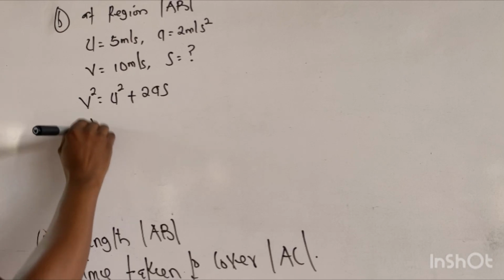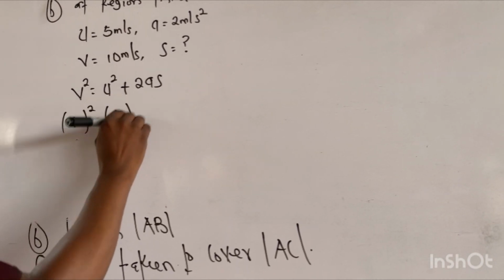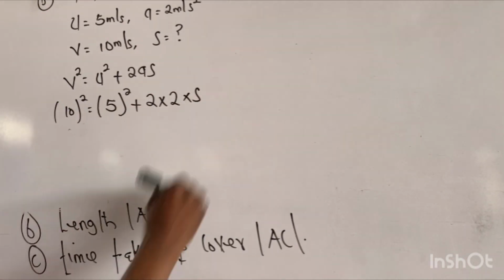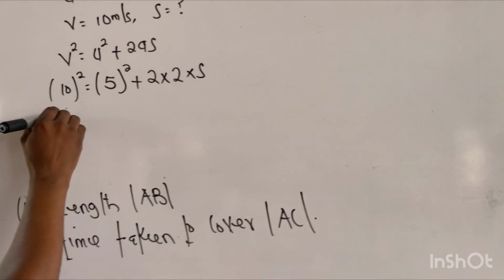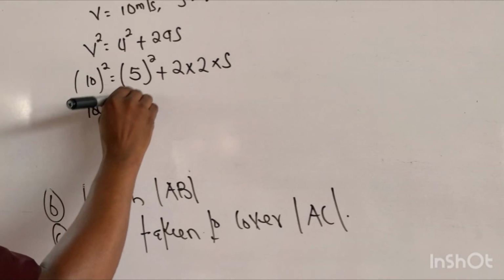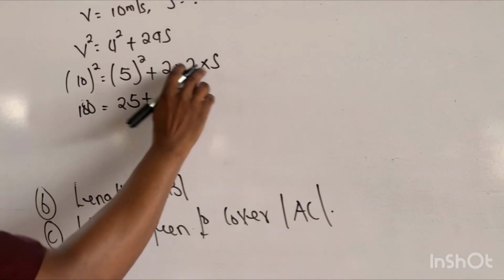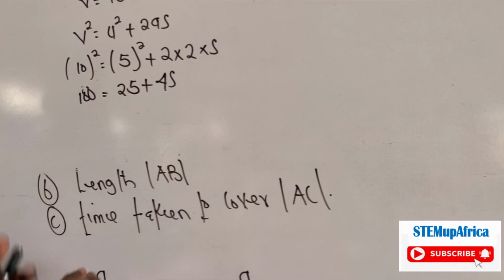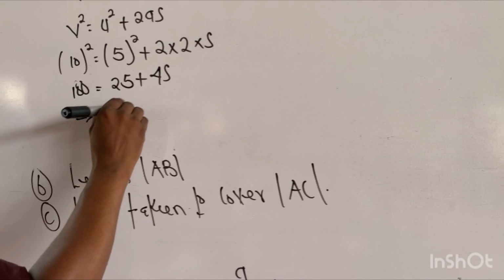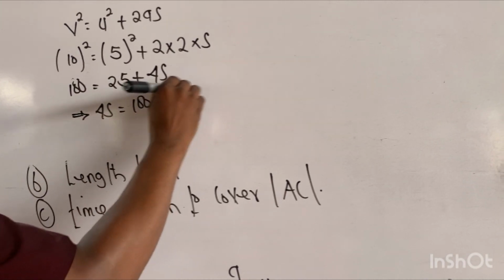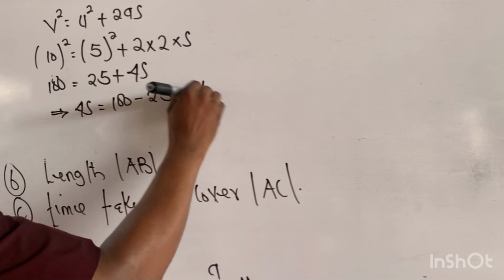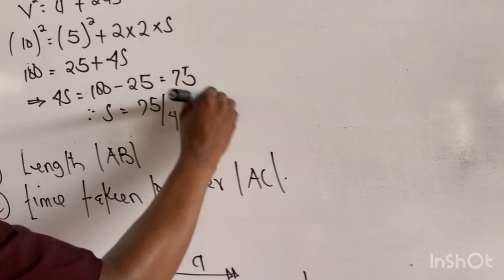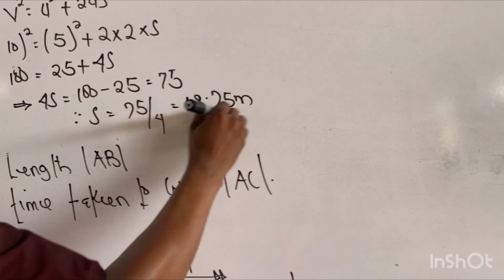V is now 10, here becomes 10 squared. U is 5, 2 times 2, the acceleration is now 2, times the distance x, which I don't know. So if I simplify, 10 squared is 100, 5 squared is 25, plus 2 times 2 is 4, times x will give us 4x. So to find our x, we simply collect like terms. This implies 4x is now 100 minus 25. That will give us 75. Therefore, my x is now 75 divided by 4.